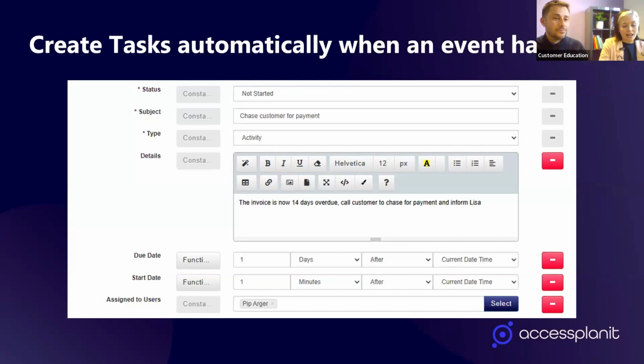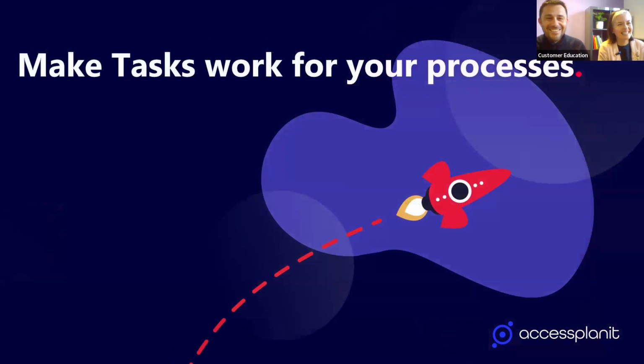And this means now that every time an invoice is overdue by 14 days, a task is going to be automatically created for Pip to complete within 1 day, and it's linked back to that invoice. So it takes a lot of weight off your shoulders, I suppose, because it's just all created and ready to go. Yeah. Well done.